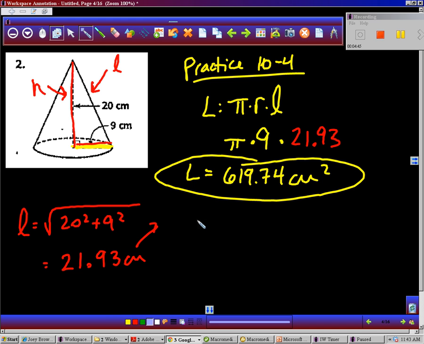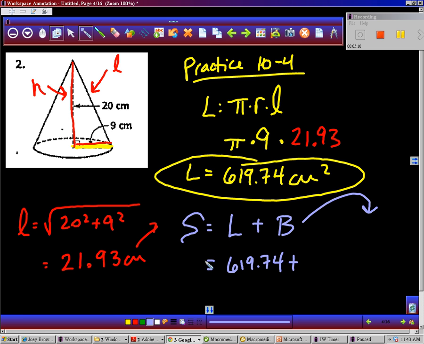Now for bonus, just because we can, let's find surface area. Surface area is always the lateral plus the base. But in a cone, how many bases are there? Just one. If it were a prism, they would have two bases, but it's a cone, so it only has one base. So I'm going to take the lateral area, 619.74, and I'm going to add it to the area of the base. But for a cone, what is the shape of the base? It's a circle.